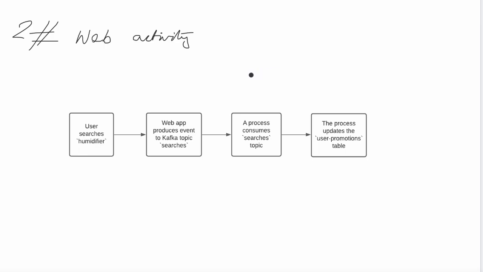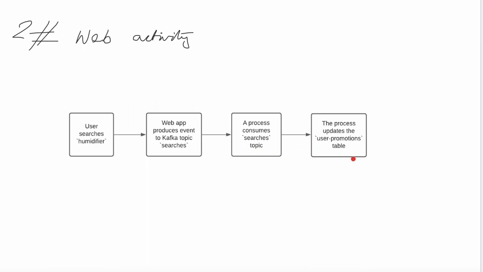Let's imagine a situation where you're running an e-commerce site or a product website, and the user comes in and searches for some hardware. In this example, I'm using a humidifier. So this search produces an event, a web user event, a user activity event, which is pushed into a Kafka topic, let's call it searches, and then a process is consuming this searches topic, and it does something after that.